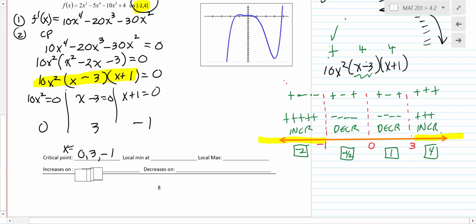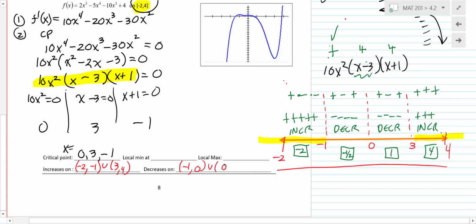According to the problem, you only want to look at really -2 and then all the way up to 4. Okay, that's the boundary right there. So you would be increasing from -2 to -1, and then from 3 to 4. Okay, good. That's what you're talking about. Now, you're going to decrease from -1 to 0, but you don't just say -1 to 3, because when you have a critical point of 0, the derivative is 0 right there.